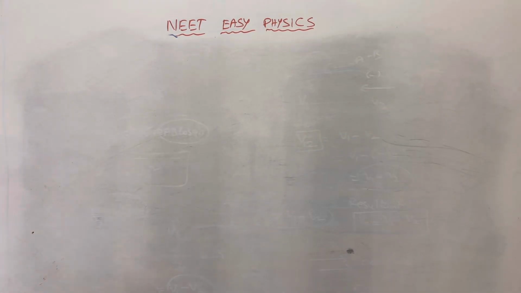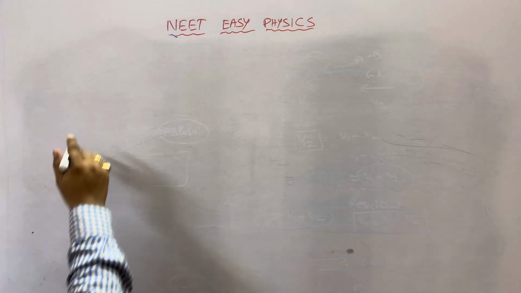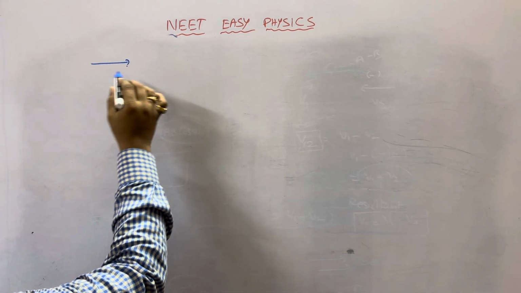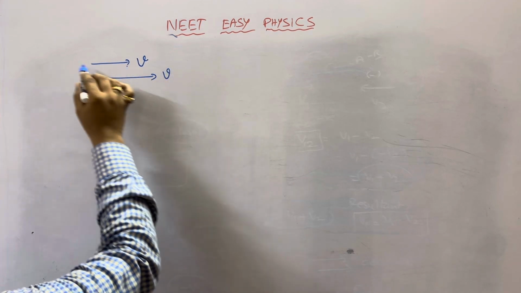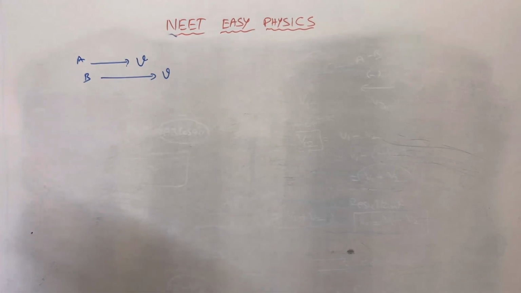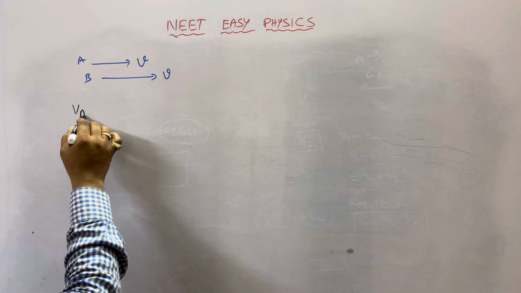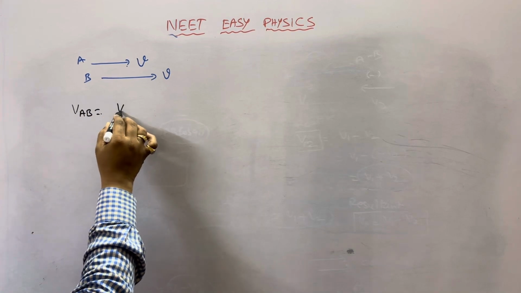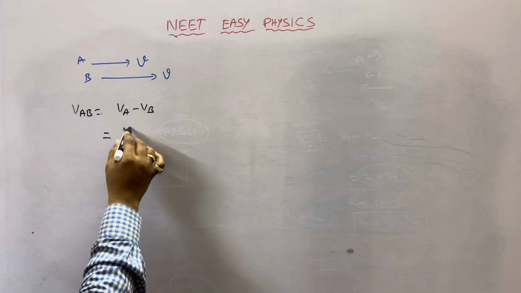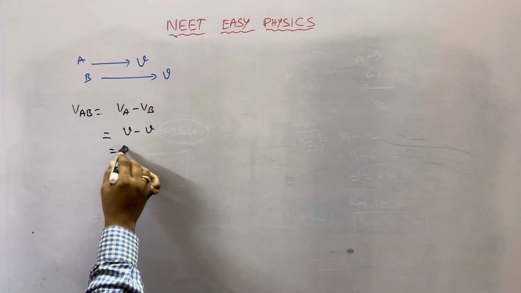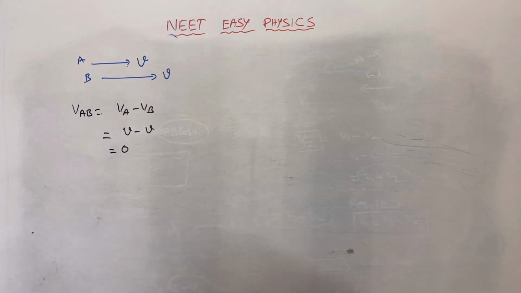If two objects, we will see a small example. Two objects, A and B, are moving with the same velocity v. Both objects are moving with the same velocity in the same direction. So what is the relative velocity? Velocity of A with respect to B. What we said, VA minus VB. So V minus V, the answer is going to become 0. This is the relative velocity.